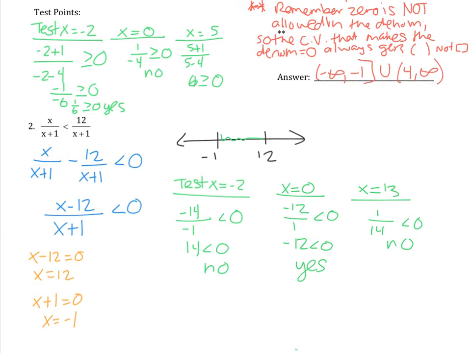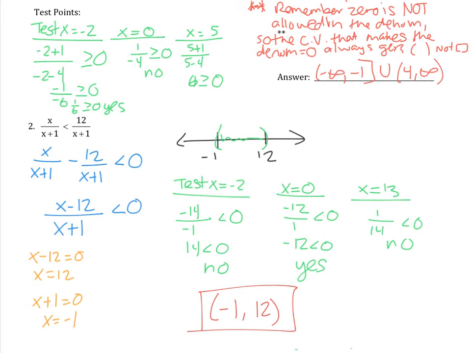Now, be really careful with your parentheses and brackets here. The value that makes the denominator 0 is negative 1. So that one gets an automatic parenthesis. 12 doesn't worry about the denominator, but the original sign in the problem is just a less than sign. So that one's also going to get a parenthesis. My final answer here then is going to be parentheses negative 1 comma 12.